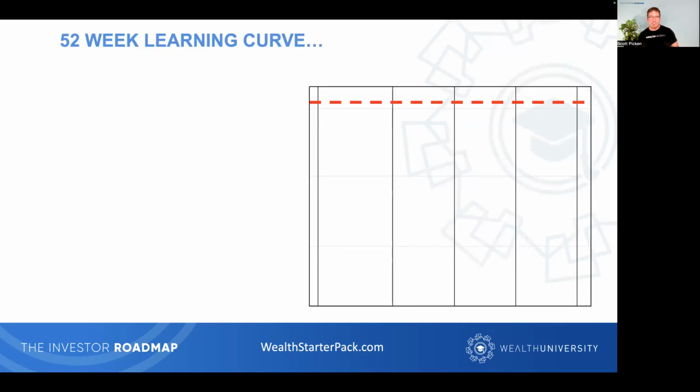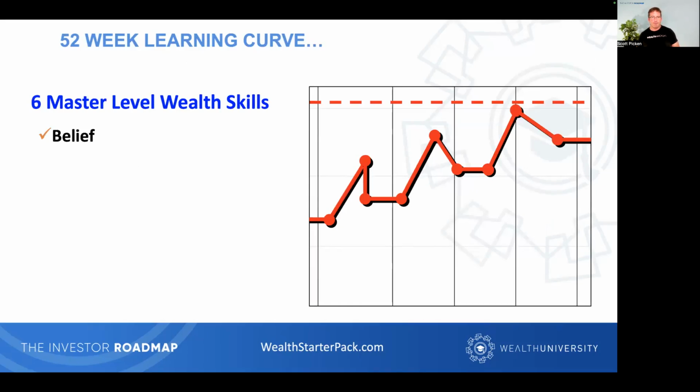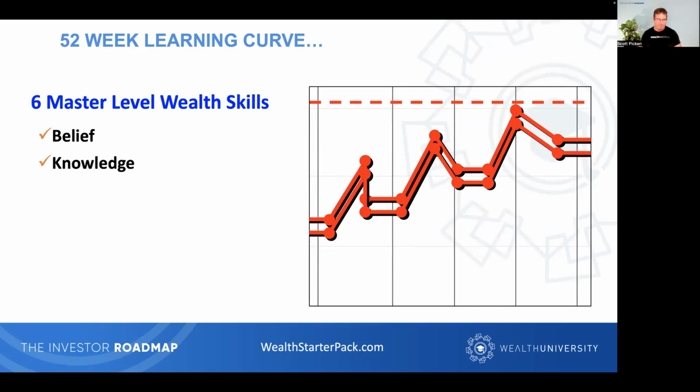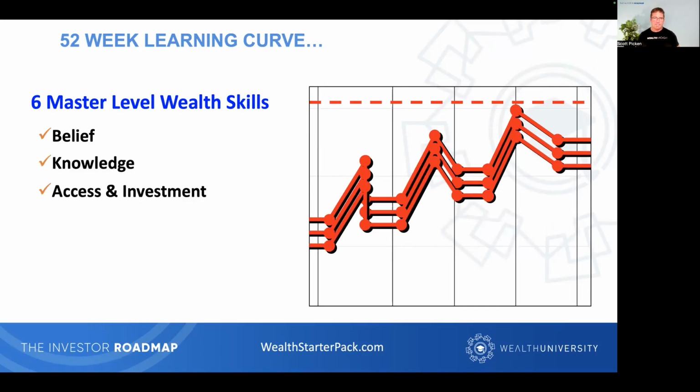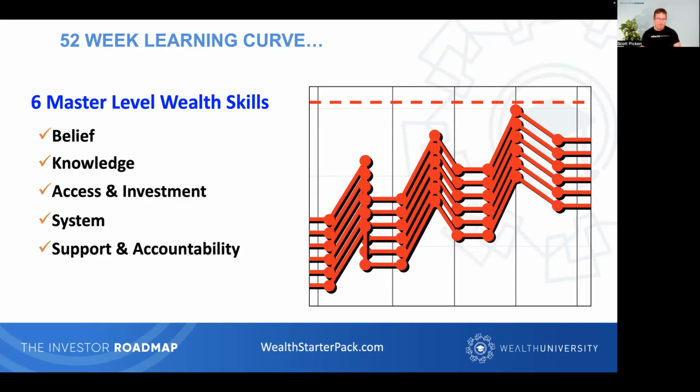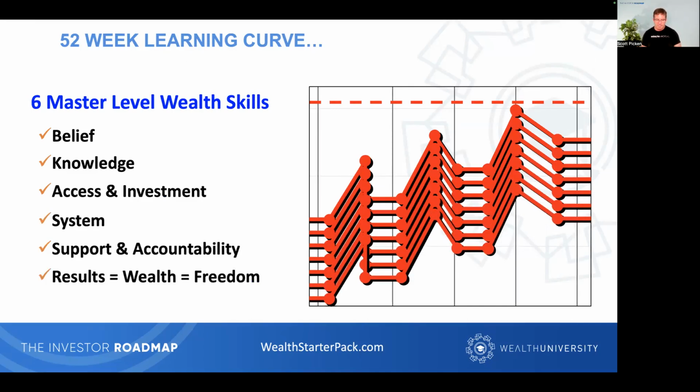Okay, so imagine yourself 12 months from now. And imagine you were working on your belief. Remember, these were the 6 skills or 6 needs of every investor. Imagine if you were working on your belief, your knowledge, your access and your investment, your system, your support and your accountability, and your results. Where would your life be 52 weeks from now, or 12 months from now? Do you think it would be materially different?